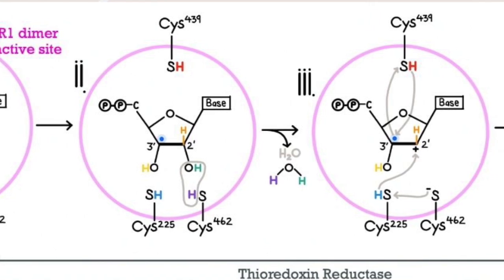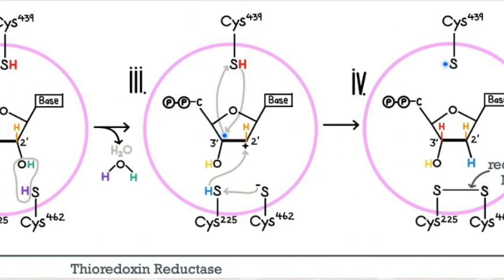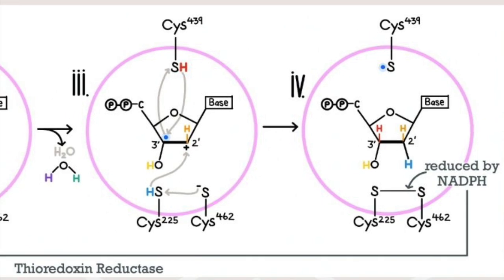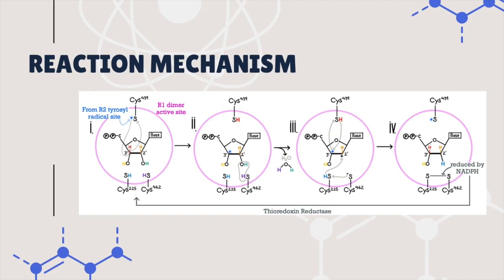The radical is then transferred back to the first cysteine. The new deoxyribonucleoside diphosphate is released, but leaves RNR in an inactive oxidized state. To become functional again, it is reduced by thioredoxin reductase using NADPH, allowing the cycle to repeat. This reaction requires tight regulation, since an imbalance in deoxyribonucleotide pools can lead to genomic instability and disease.